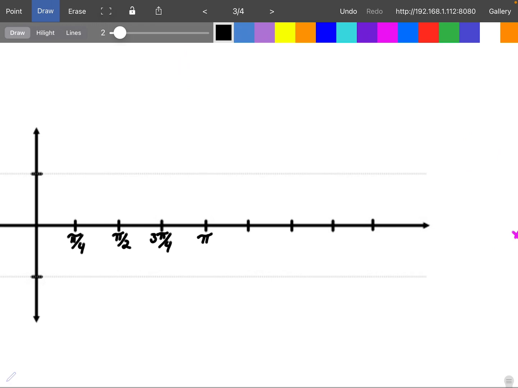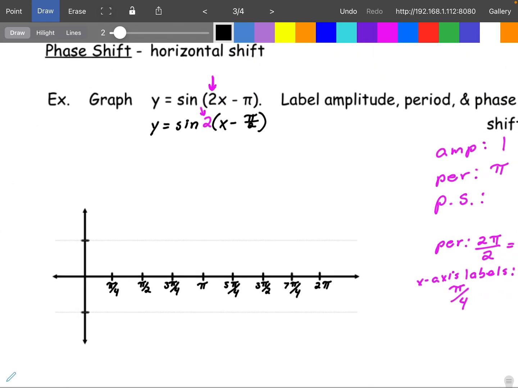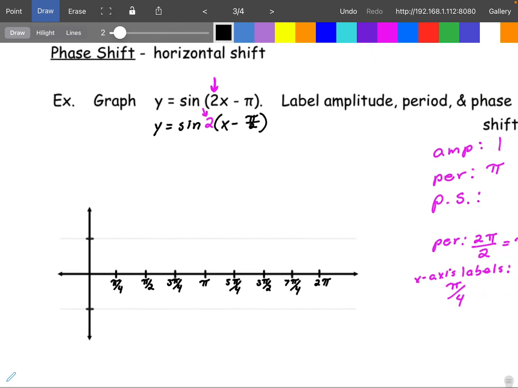So if pi was 4 pi over 4, then I need 5 pi over 4. Then 6 pi over 4 simplifies to 3 pi over 2. Then 7 pi over 4. And then 8 pi over 4 is 2 pi. Okay, so I have lots of labels, probably more than I need, but that's okay. I'd rather have too many than not enough.